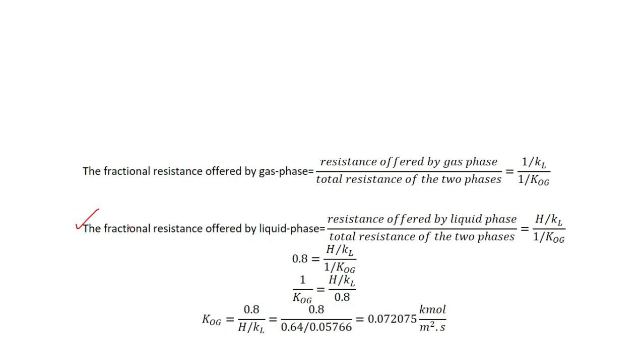This is the formula. So fractional resistance offered by the liquid phase is equal to resistance offered by the liquid phase over the overall resistance. I told you this was the gas film and this was the liquid resistance, liquid film. So for liquid, resistance is equal to H over KL, while overall resistance is equal to 1 over KOG. So just divide this liquid resistance by the overall resistance, you will get the fractional resistance offered by the liquid phase. So fractional resistance is 0.8.